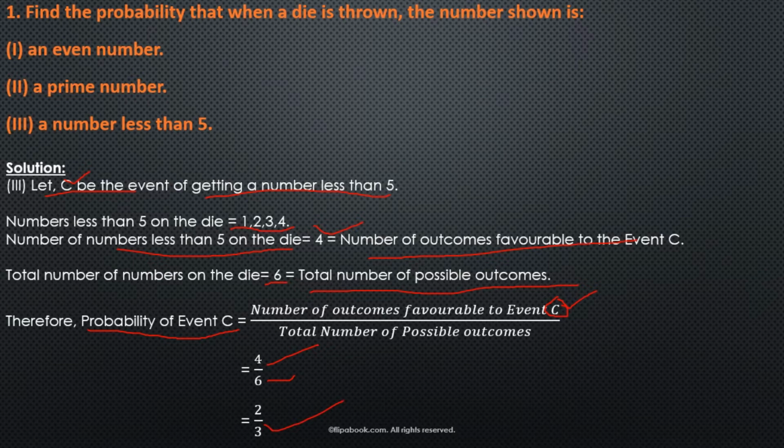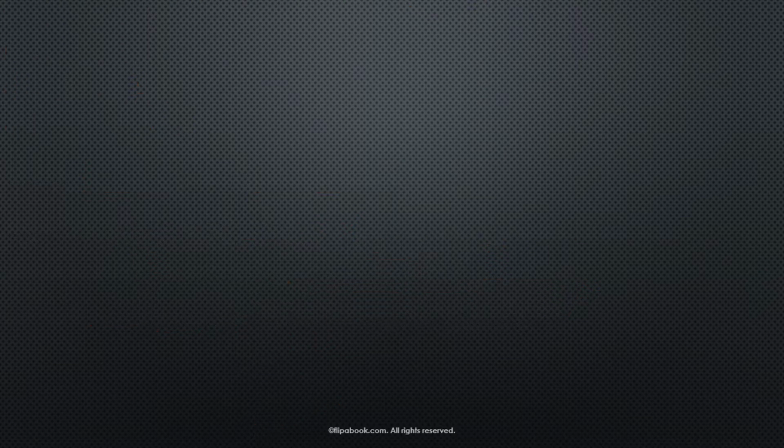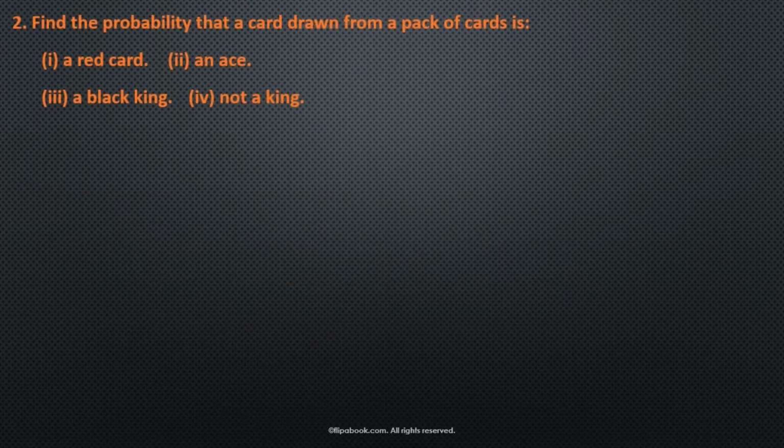Observe here. Find the probability that a card drawn from a pack of cards is a red card, an ace, a black king, and not a king. Okay, there are actually 4 questions that you have to answer.